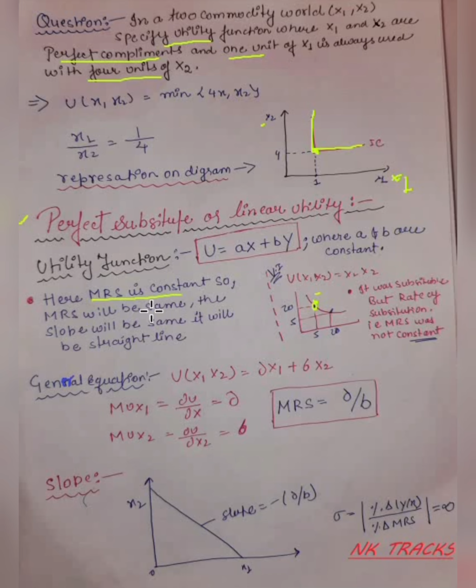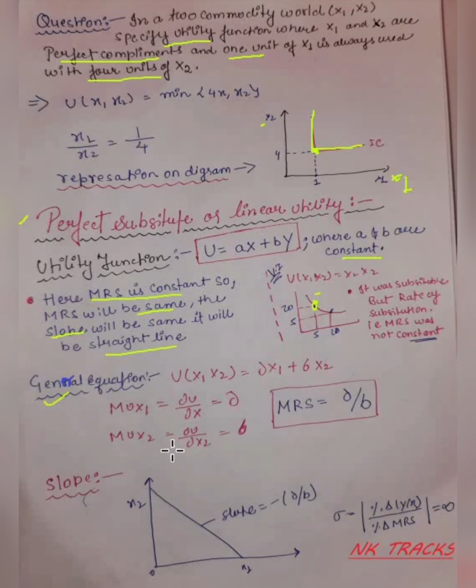So MRS is the same. What does it mean that MRS is the same? At each point the value of slope will be the same. Okay, and the slope will be the same, and it will form a straight line. So now look into the utility function of perfect substitute. The utility function would be u is equal to alpha x plus beta y, where alpha and beta are constant terms. Now see a general equation here where we have taken u(x1, x2) is equal to alpha x1 plus beta x2.